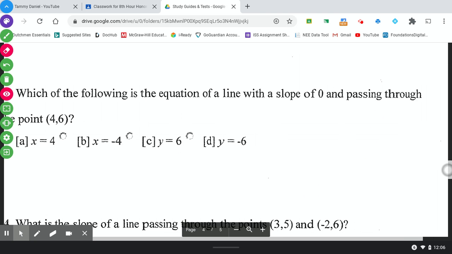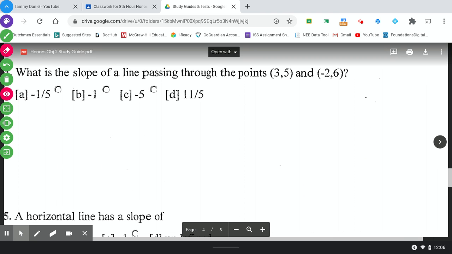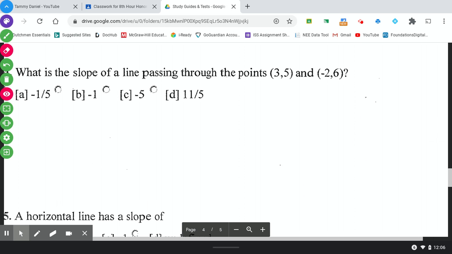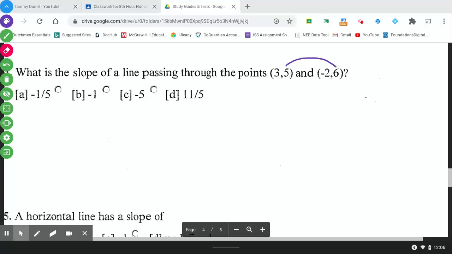24. What's the slope of a line passing through this point? Well, again, this is just going to be y2 minus y1. So 6 minus 5 is 1, over negative 2 minus 3 would be a negative 5. So it's going to be a negative 1/5. Letter A. Okay.